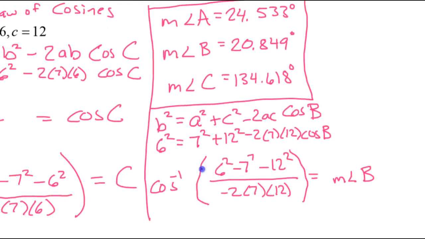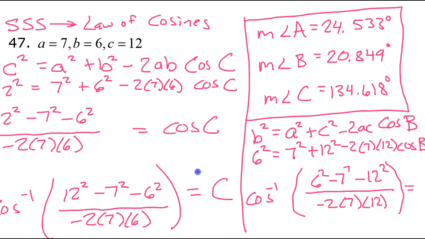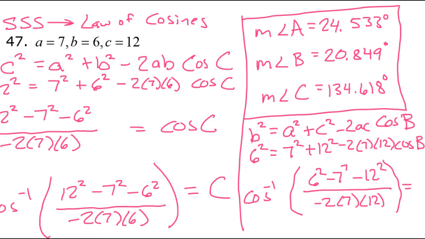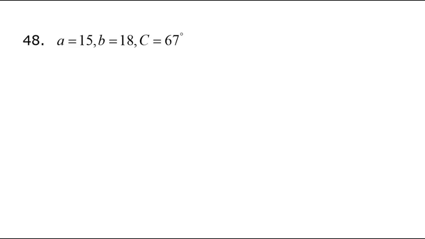All right, so that is it for problem number 47. All right, problem number 48, I see I have 2 sides and an angle. So that means it's either going to be side, angle, side, or it's going to be the dreaded side, side, angle, the ambiguous case that takes more work. At a glance, I can tell which one it's going to be.